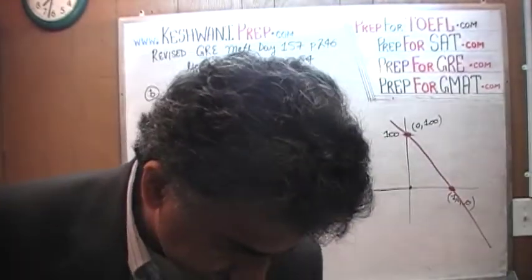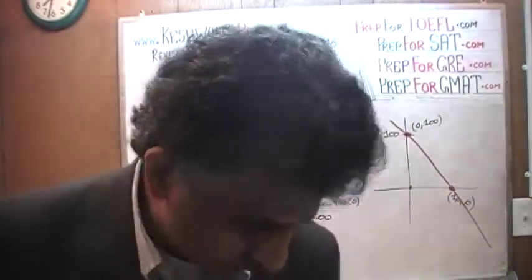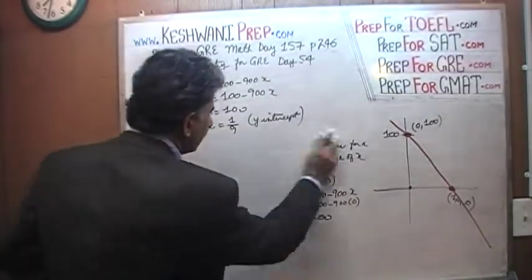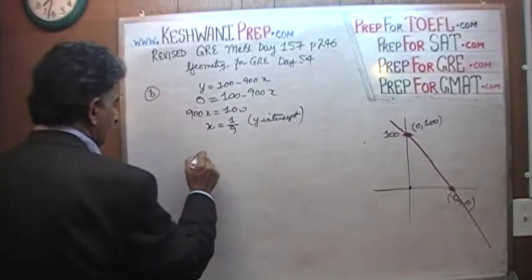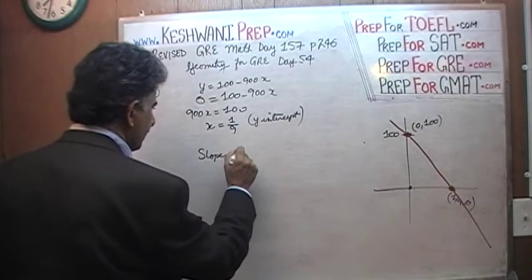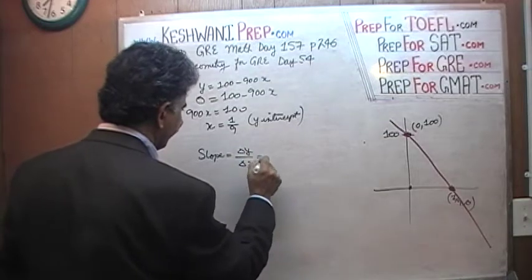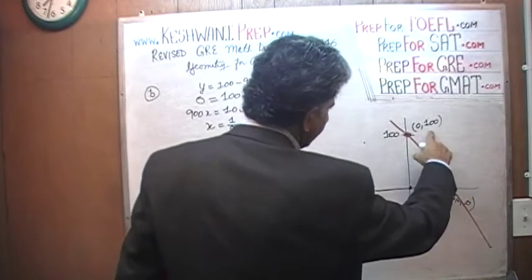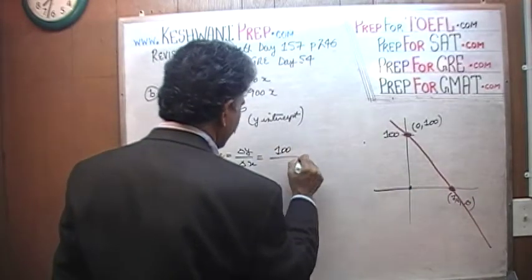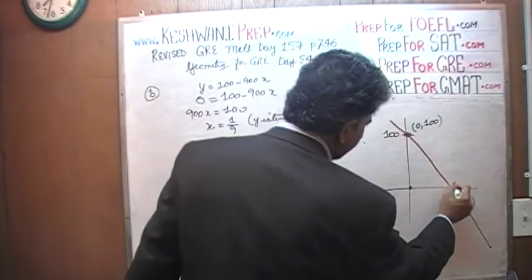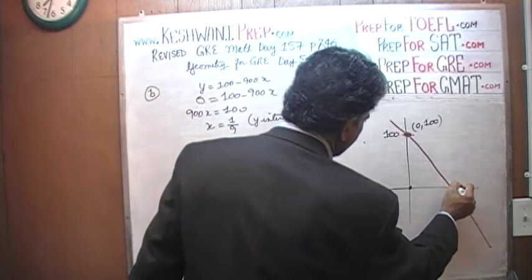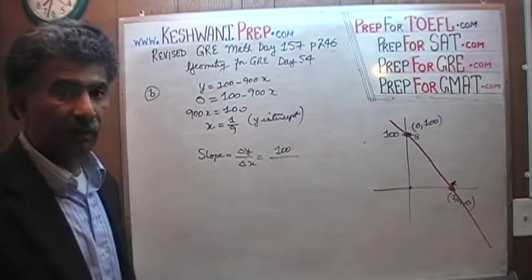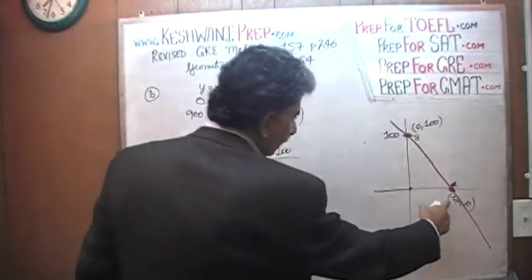What is the slope of this line? Even though they do not ask for a slope, what is the slope of the line? Well, slope equals change in y over change in x. If we go from here to here, from 0 to 100, y goes up by 100. And as we move from point A to point B, what happens to the value of x? The value of x goes down. It goes down from 1/9.